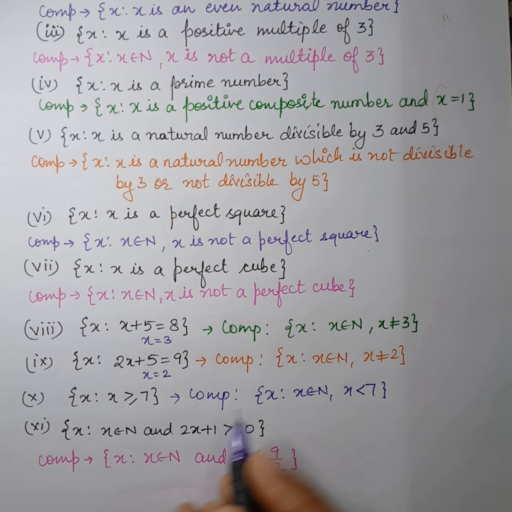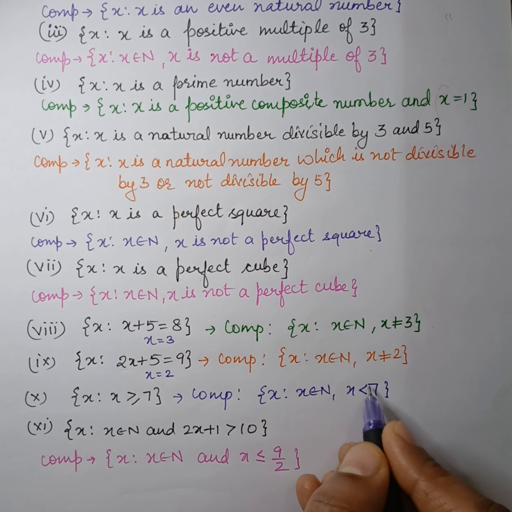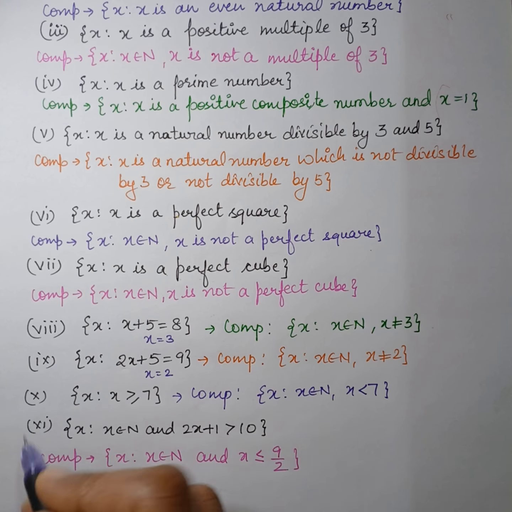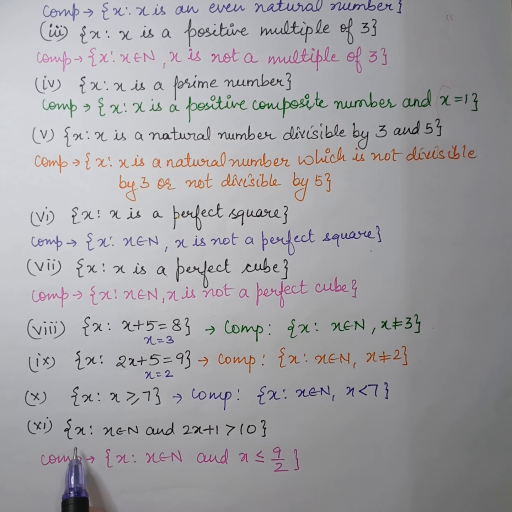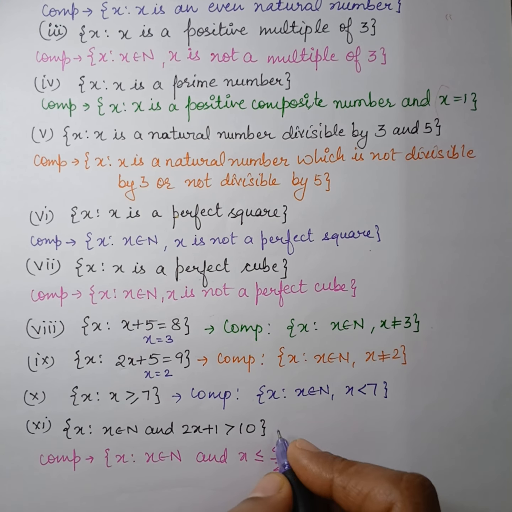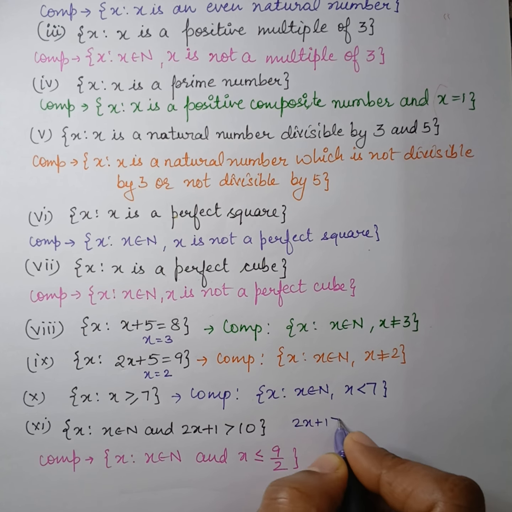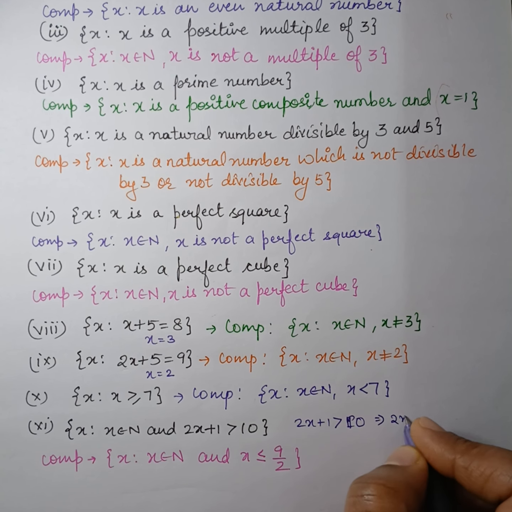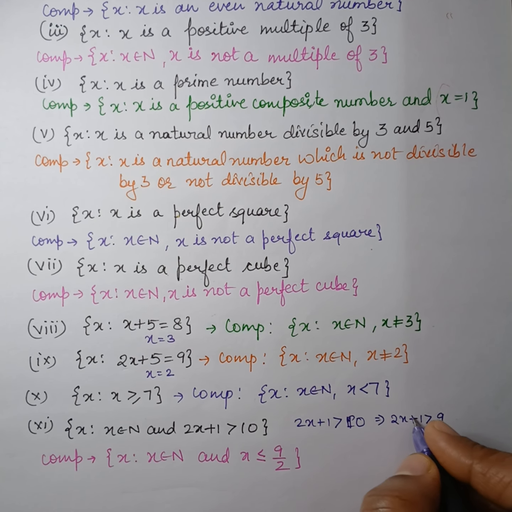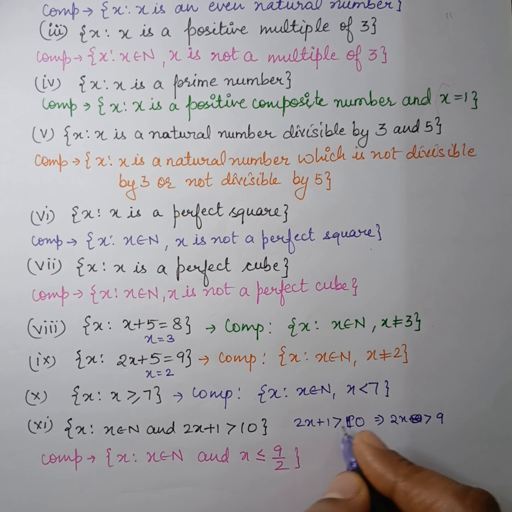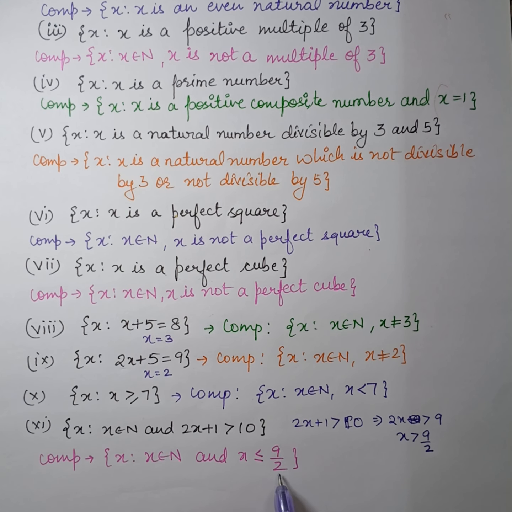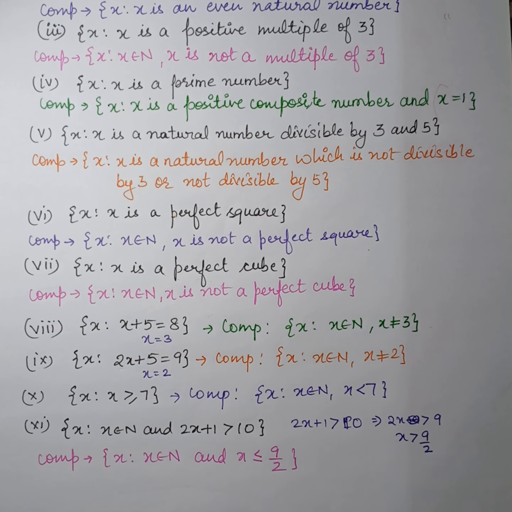X is greater than or equal to 7. So x belongs to natural numbers, x is less than 7. Greater than or equal to 7 means from 7 to infinity natural numbers are there. So its complement will be the natural numbers from 1 to 6. Similarly 2x plus 1 is greater than 10 is given. So if I subtract 1, I get 2x is greater than 9, because plus 1 we have shifted there and it becomes 10 minus 1, as 9. So x will be greater than 9 by 2. So its complement will be x is less than or equal to 9 by 2. The remaining questions we will do in the next video.